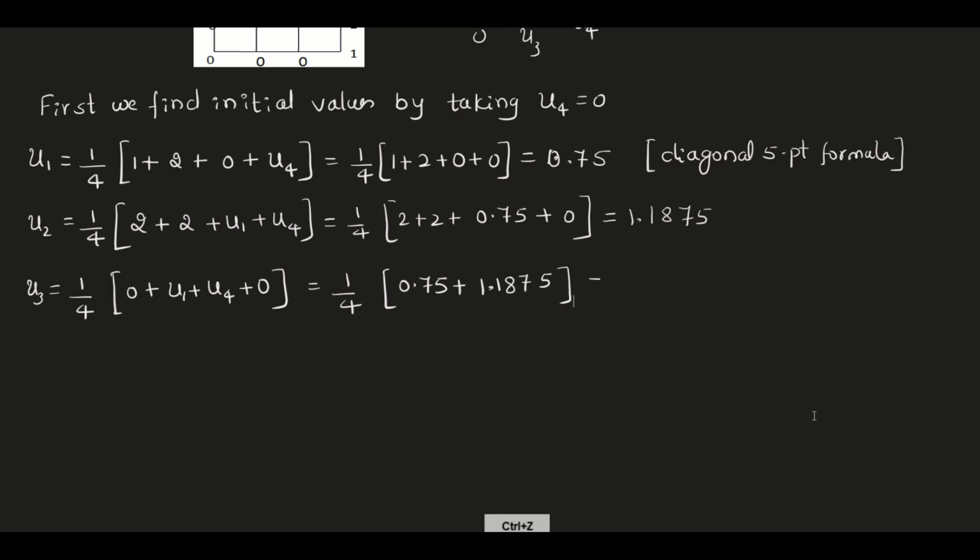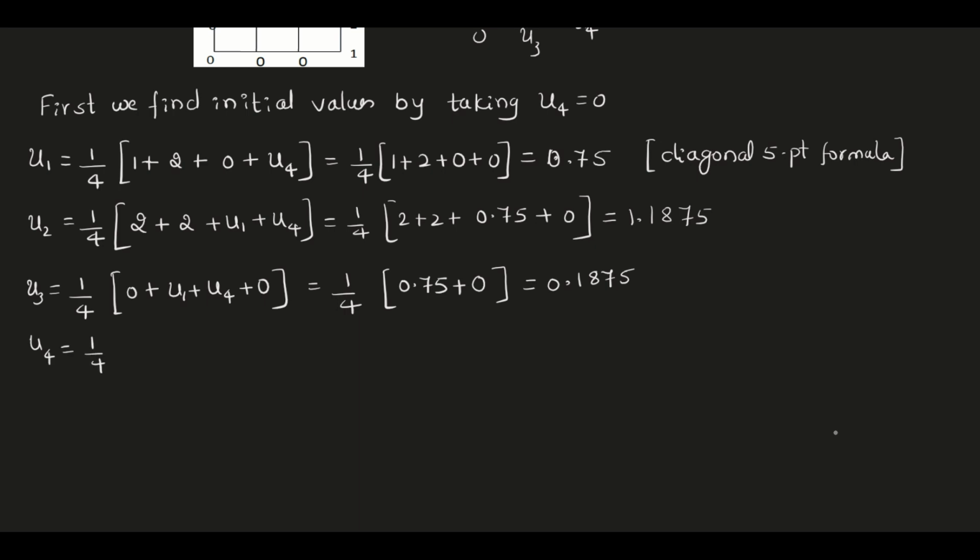Sorry, made a mistake. 0.175 and u4 is 0 here. So it is 0.75 divided by 4, 0.1875. So u3 is u1 plus u4, where u4 is 0. 0.75 divided by 4 is 0.1875. Yes.